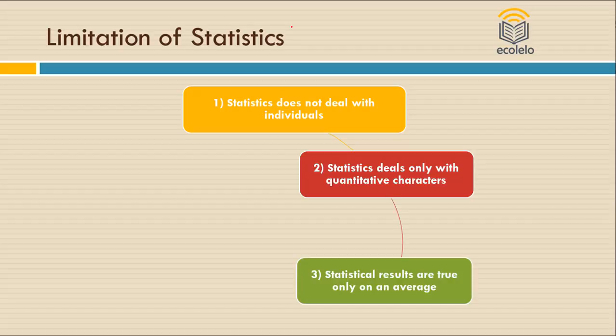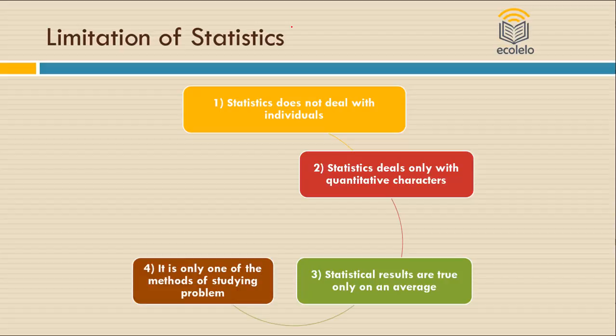Next, statistical results are true only on an average. Next chapter that we are going to study is collection of data. There you'll understand what are the methods and how the collection of data actually takes place. You will understand yourself that whatever the data you're collecting, it need not always be 100% accurate. There's a very, very less percentage when the data that you're collecting is absolutely 100% accurate. It's very rare. Okay, so we are going to take an assumption here that the results are true only on an average.